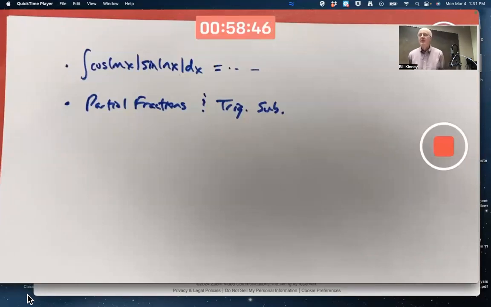It's really worth remembering that cos squared x equals 1/2 plus 1/2 cos 2x. Catch that? Cos squared x equals 1/2 plus 1/2 cos 2x, and sine squared x equals 1/2 minus 1/2 cos 2x. There's also a double angle formula: sine 2x is 2 sine x times cos x.